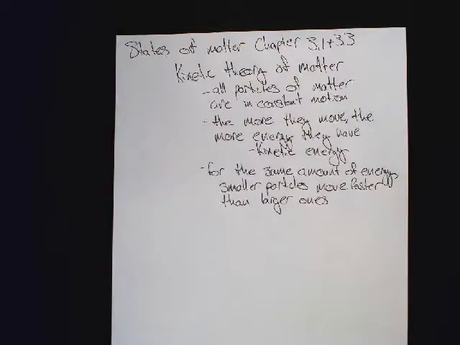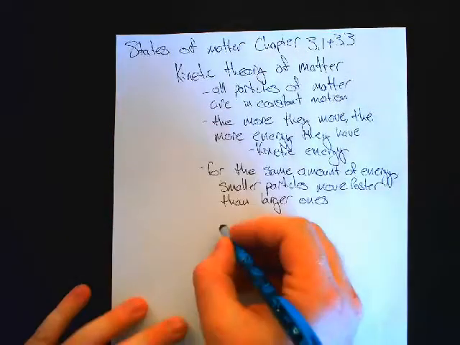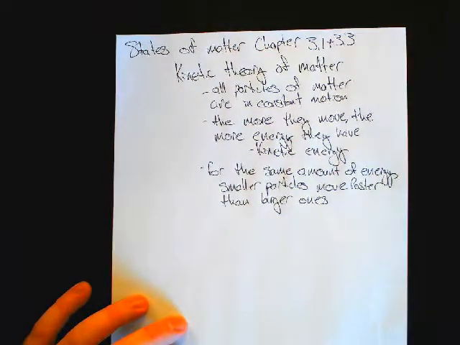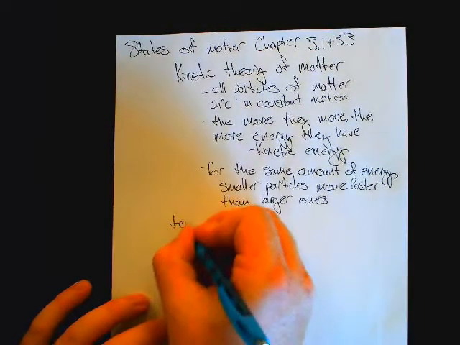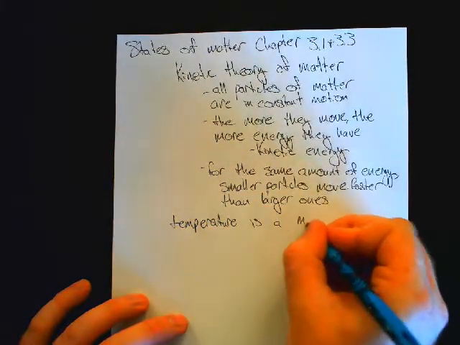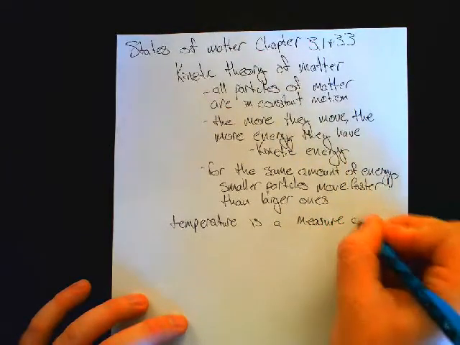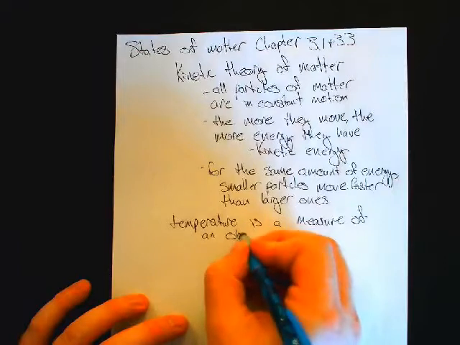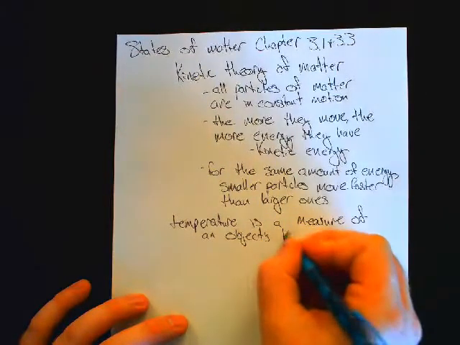Okay. So we can figure out which one has more energy by figuring out which one's warmer. Kinetic energy is interpreted by us for particles as how hot an object is. So when we're talking kinetic energy here, what we're really saying is how warm is the object. So temperature is a measure of an object's kinetic energy.